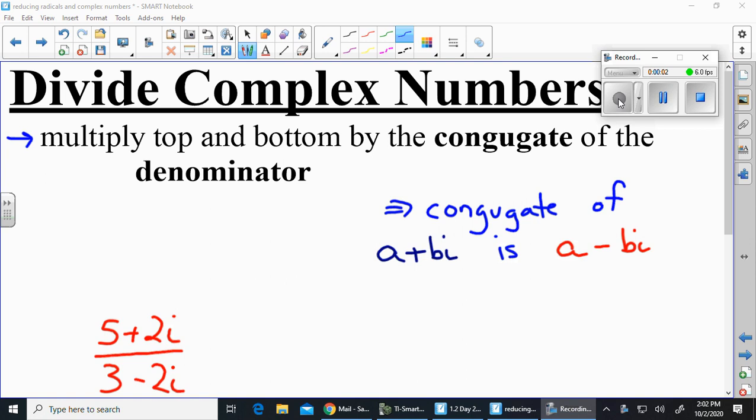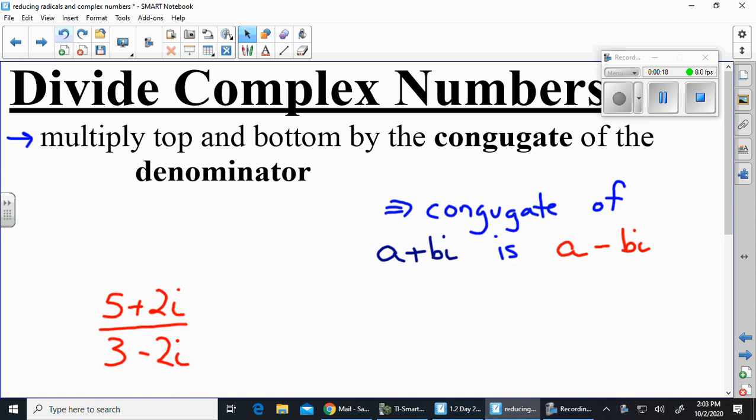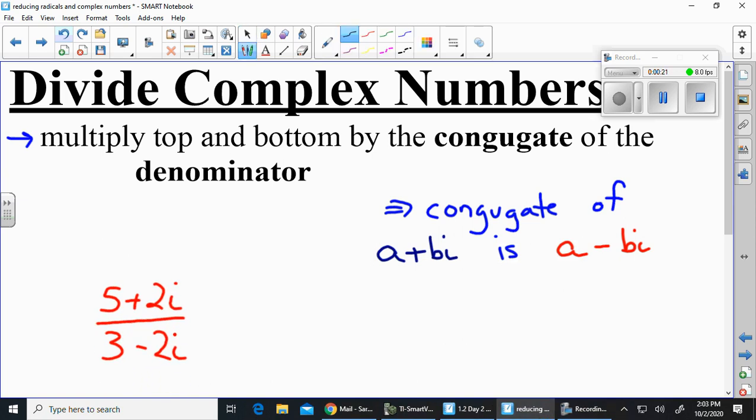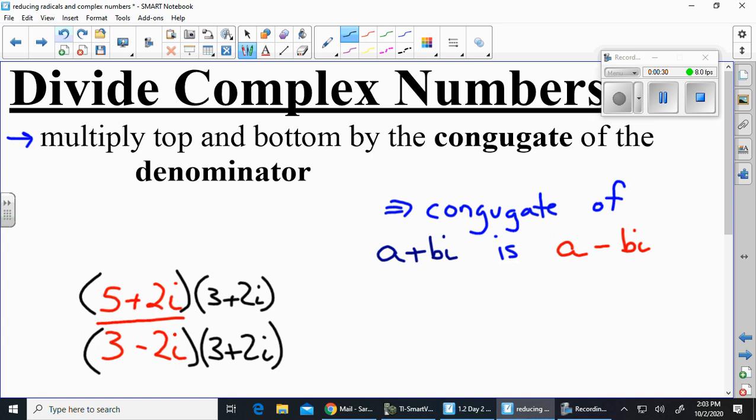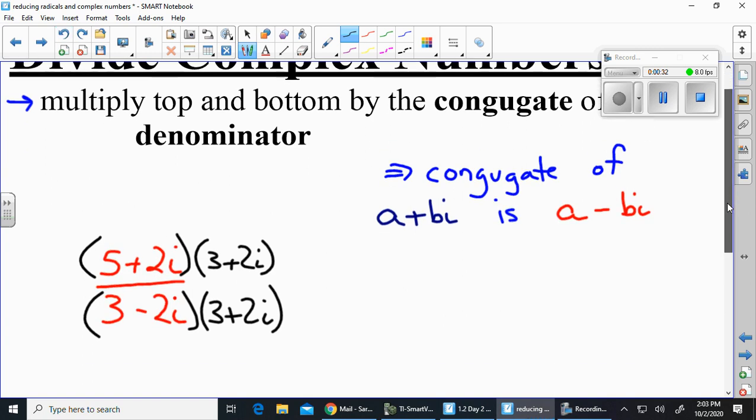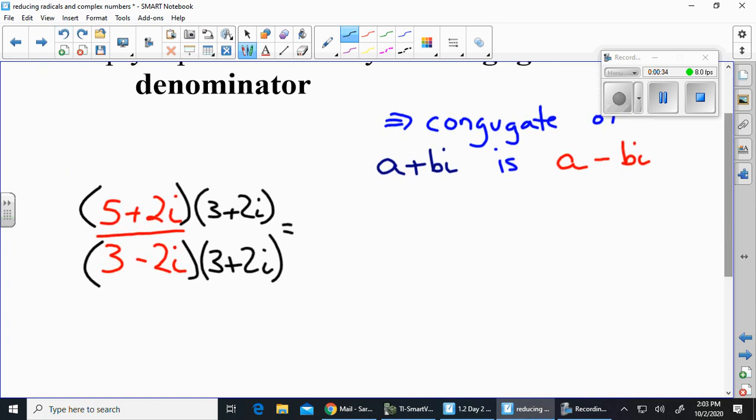Okay, so I'm going to do one more example of division to give you a good idea of what we were talking about. I went pretty fast through it. When we are talking about division, we want to multiply by the conjugate of the bottom. So when I look at this, I'm going to multiply by the conjugate 3 plus 2i. Whatever I do on the bottom, I've got to do on the top. Now this one's a little bit more in depth because the top and the bottom are complex.